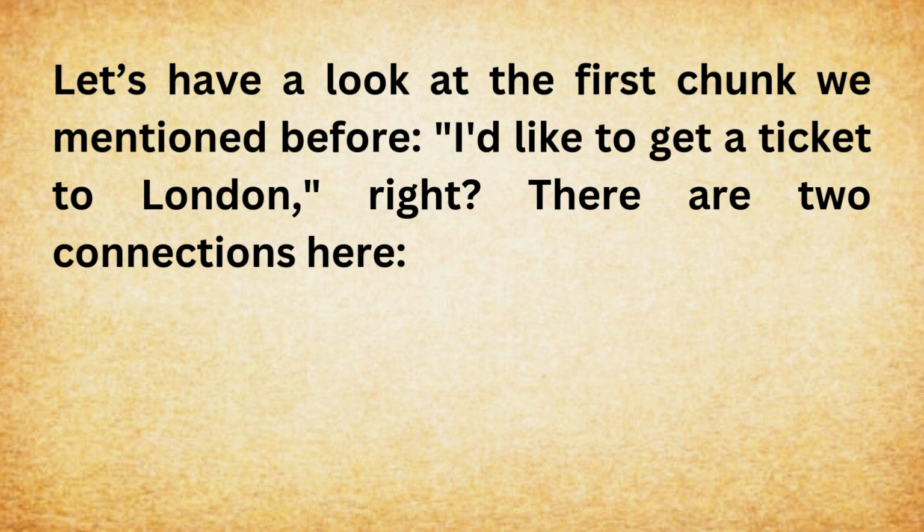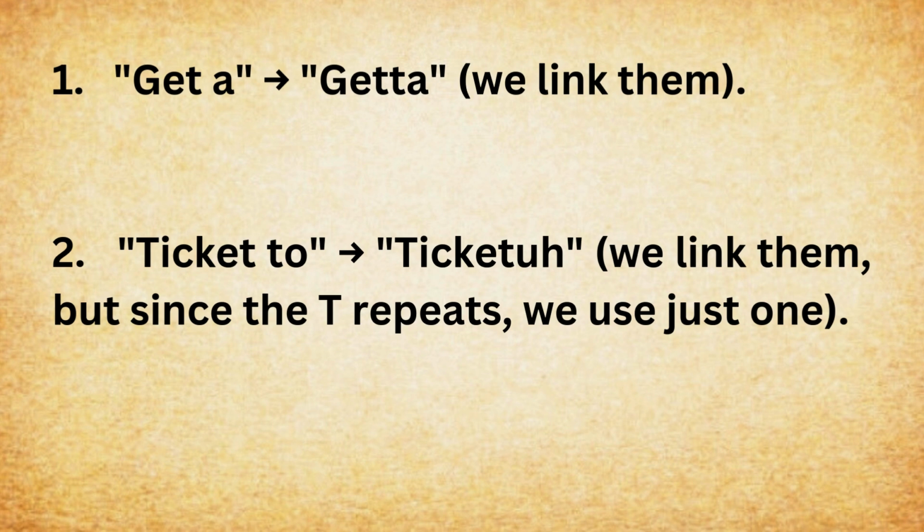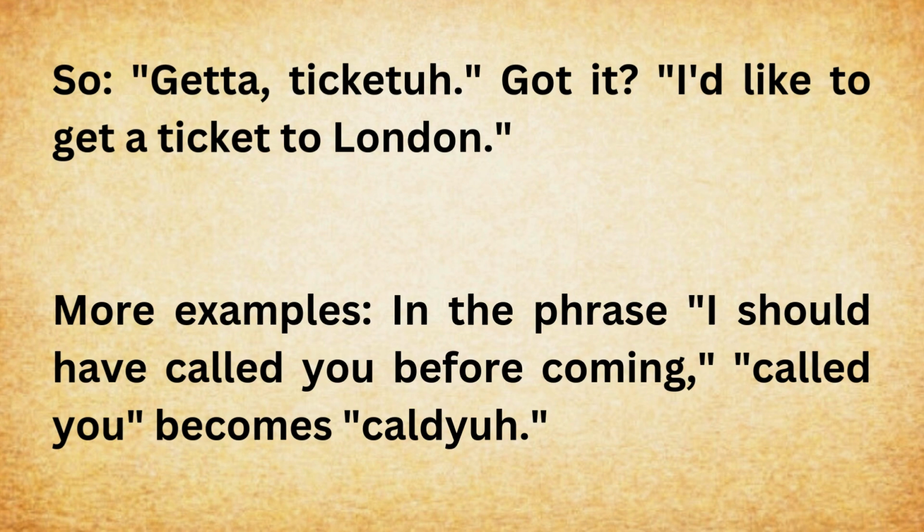Let's have a look at the first chunk we mentioned before. I'd like to get a ticket to London, right? There are two connections here. 1. Get a, we link them. 2. Ticket to, we link them. But since the T repeats, we use just one. So, getta, ticketa. Got it? I'd like to get a ticket to London.